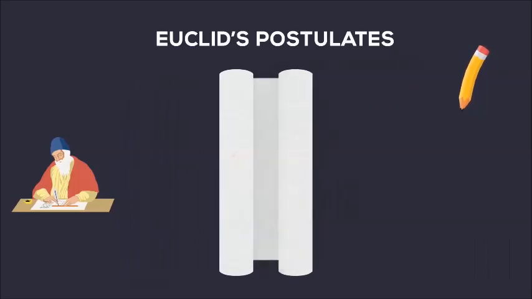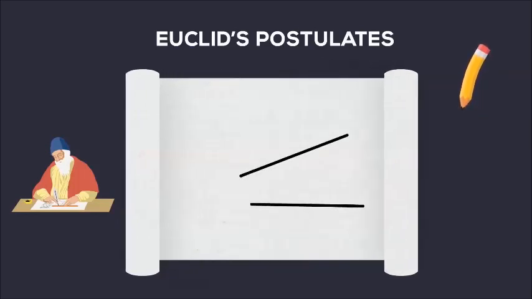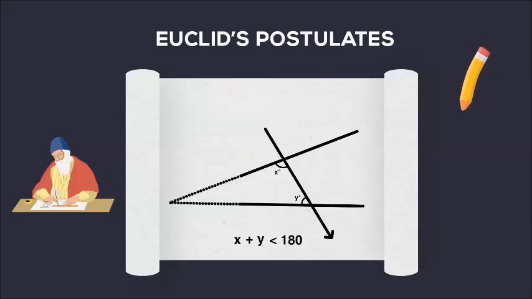The fifth postulate: If a straight line falling on 2 straight lines makes the interior angles on the same side of it taken together less than 2 right angles, then the 2 straight lines, if produced indefinitely, meet on that side on which the sum of angles is less than 2 right angles.